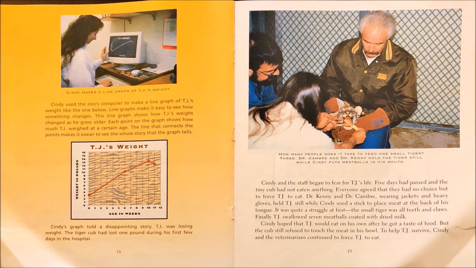Cindy used the zoo's computer to make a line graph of TJ's weight, like the one below. Line graphs make it easy to see how something changes. This line graph shows how TJ's weight changed as he grew older. Each point on the graph shows how much TJ weighed at a certain age. The line that connects the points makes it easier to see the whole story that the graph tells. TJ's weight.